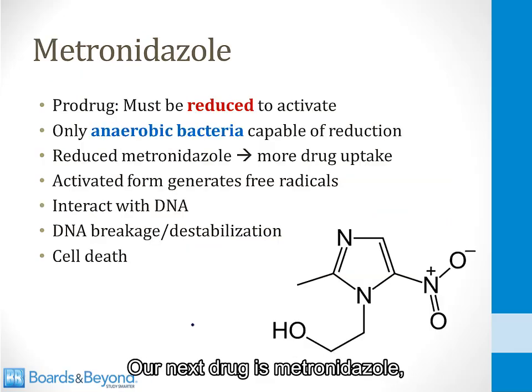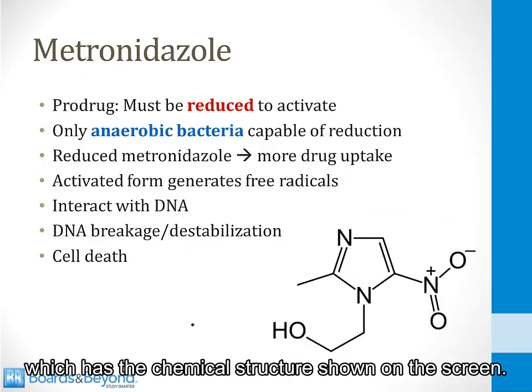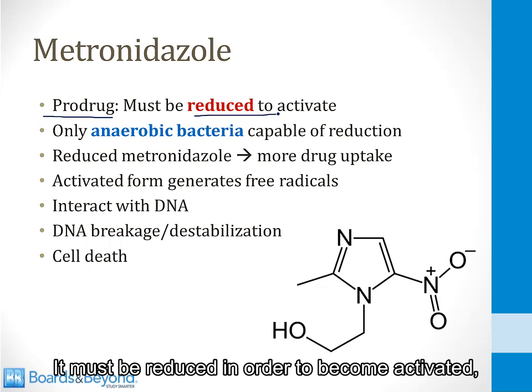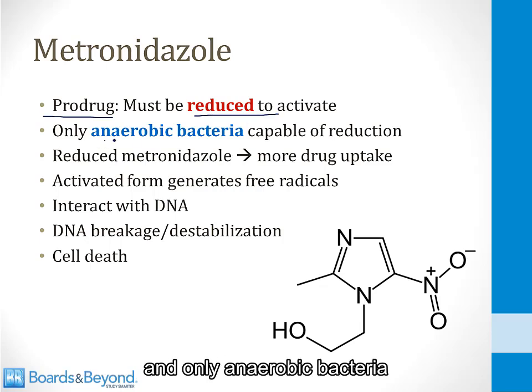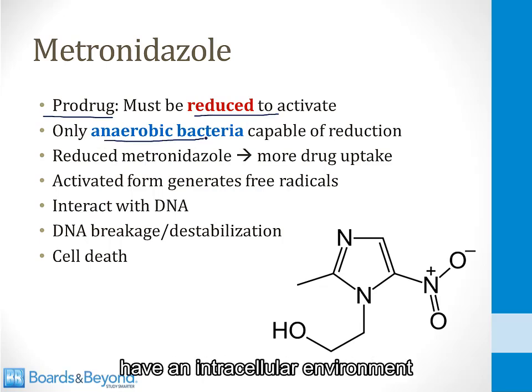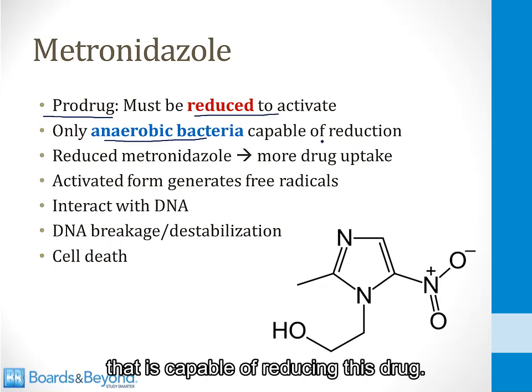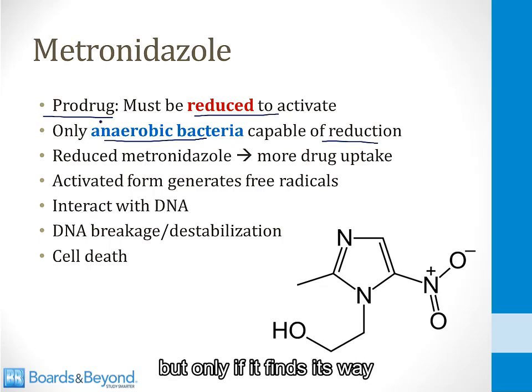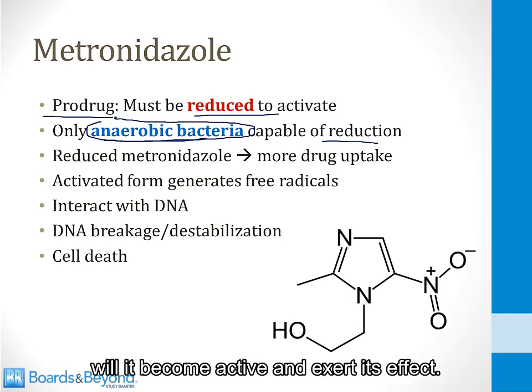Our next drug is metronidazole, which has the chemical structure shown on the screen. It is a prodrug. It must be reduced in order to become activated, and only anaerobic bacteria have an intracellular environment that is capable of reducing this drug. So it can go in and out of many cells in the body, but only if it finds its way into an anaerobic bacterial cell will it become active and exert its effect.